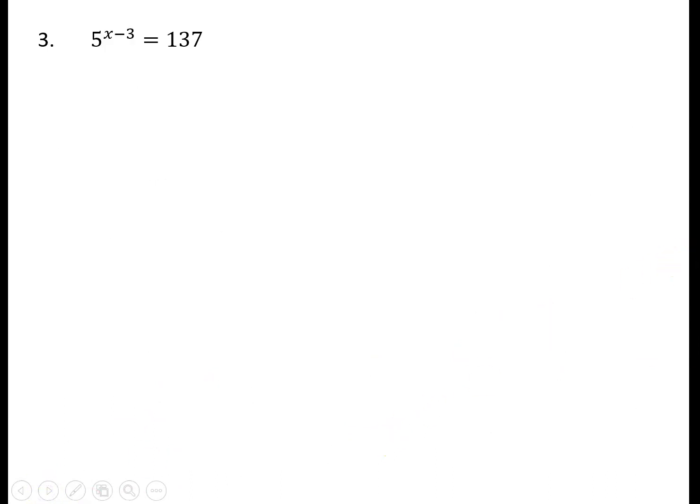Okay, let's try another one. On the left side, we have a base of 5, and we have an exponent. We do not have any other numbers on the left side, so step 1 is done. It is already isolated. So step 2, take the log of both sides. Since our base is not 10, I'm going to use natural log. So we're going to do ln, and write down the left side, ln, write down the right side.